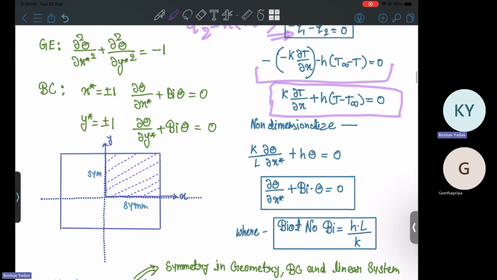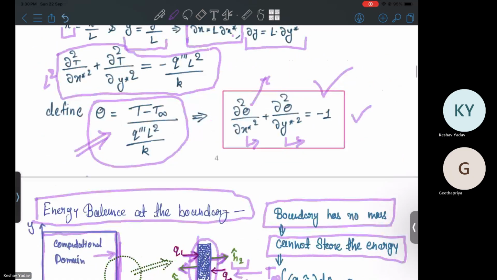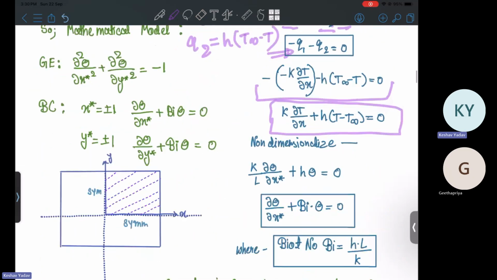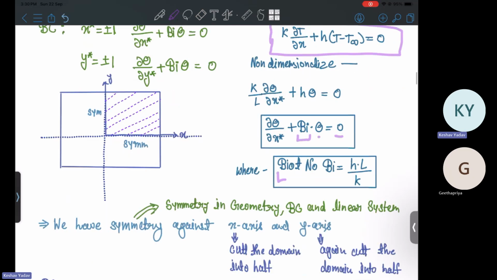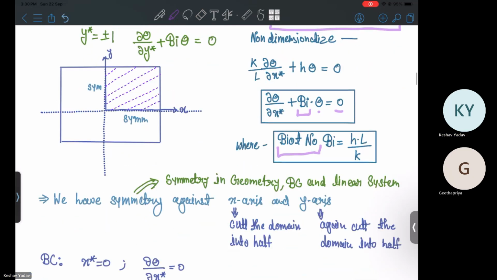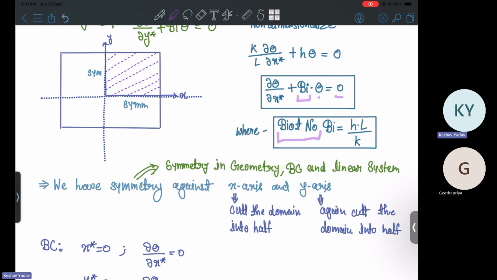Now if we use the same theta and x star to non-dimensionalize it, this is what we will get: del theta upon del x star plus Bi theta equal to 0. This Bi is the Biot number, which is equal to h L divided by k. L is the length scale, h is the convective heat transfer coefficient, and k is the thermal conductivity of the material. Okay.